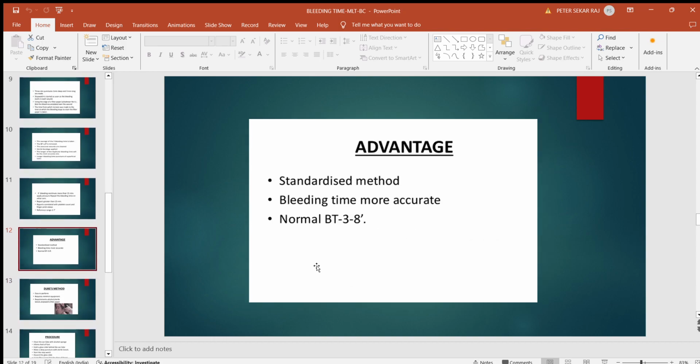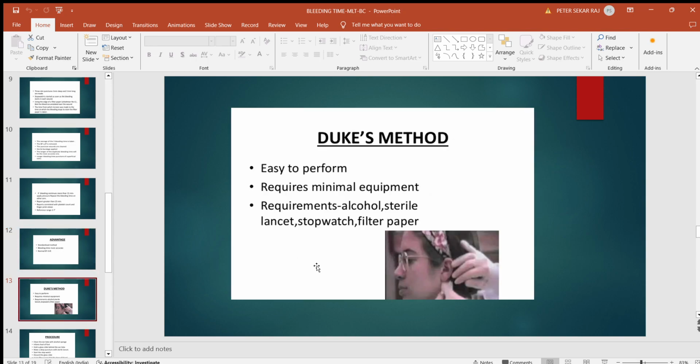Next we will see the advantages of the bleeding time. It is a standardized method, and bleeding time is more accurate in this method. Normal bleeding time is 3 to 8 minutes. Duke's method is easy to perform and requires minimum requirements: alcohol, a sterile lancet, a stopwatch and filter paper are needed.